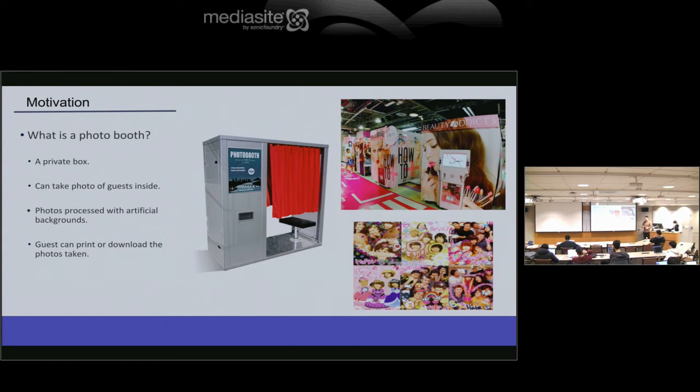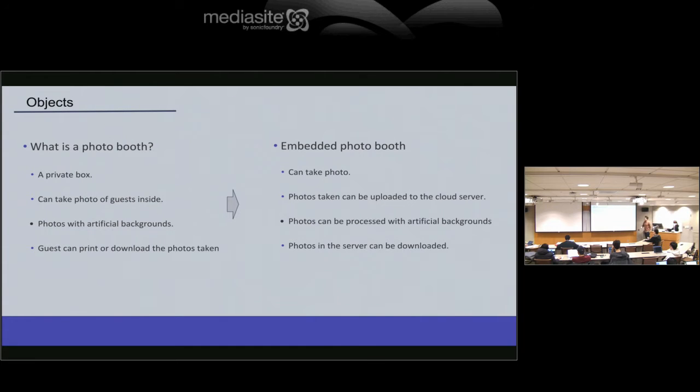So we want to build something based on an embedded system and a cloud server to implement all these features. We call it Embedded Photo Booth, and of course, it can take photos. The photos taken by this booth can be uploaded to the cloud server, and the photos can be processed with artificial backgrounds. That's the same as the photo booth, and the photos on the server can be downloaded by the guest. That's our objective: implement this embedded photo booth.